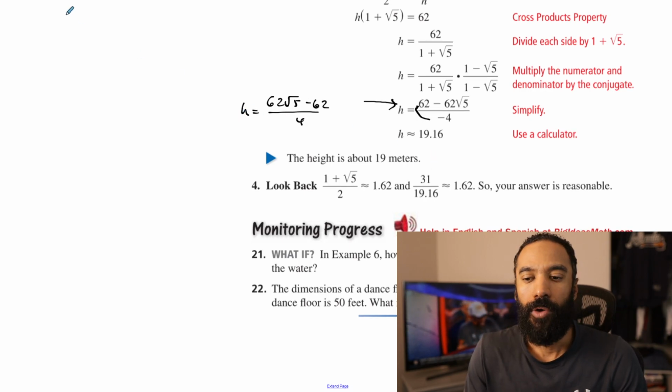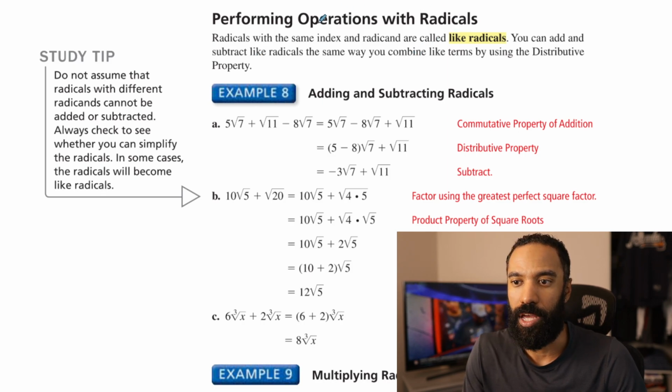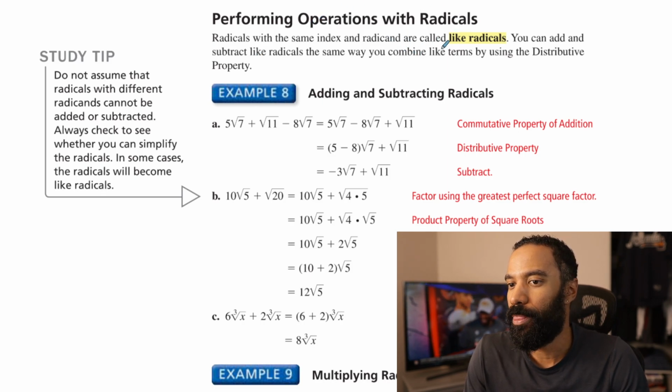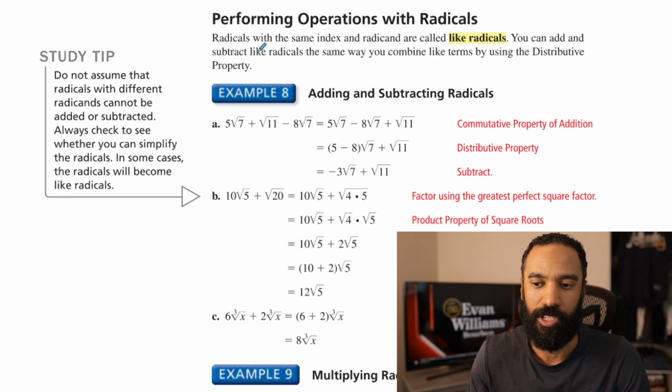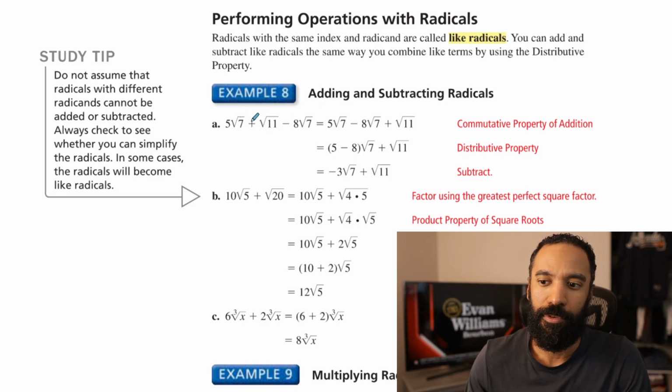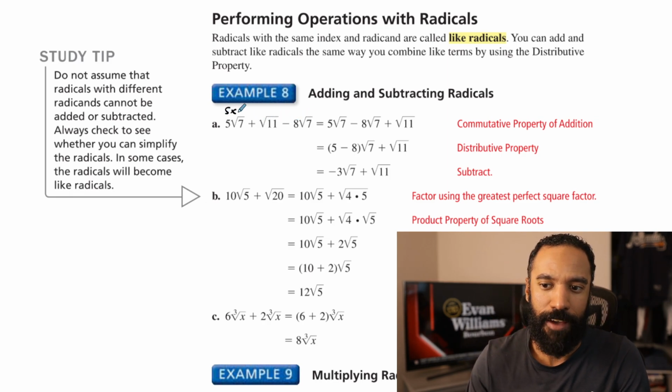Great. Okay, I believe that'll probably be the end of that. No, it is not. Oh, that's right. We have to do some operations. So here's the thing. We want to find like terms. Think of like x's and y's. Take a look at this problem. We have 5 root 7 plus root 11 plus or minus 8 root 7. Kind of treat it like 5x plus y minus 8x.